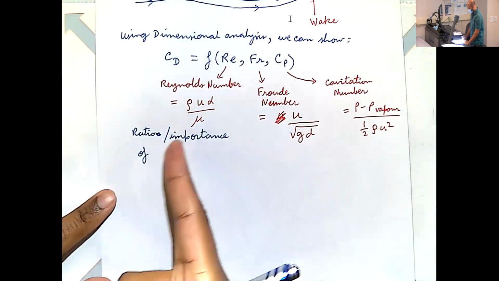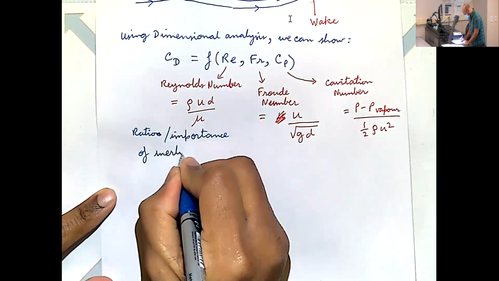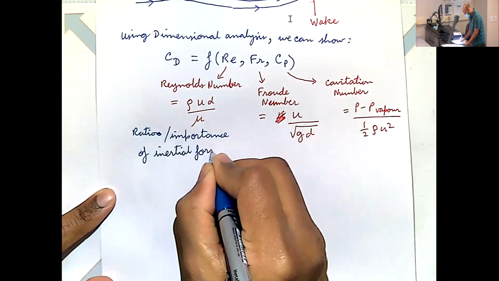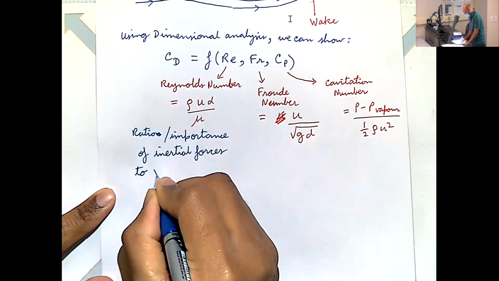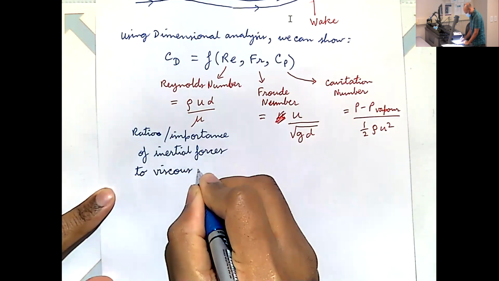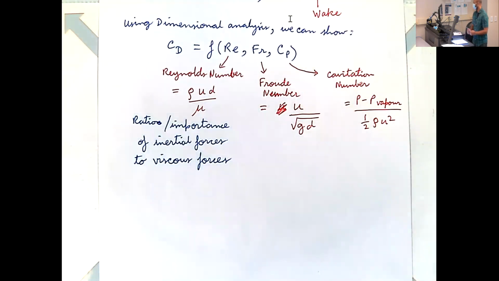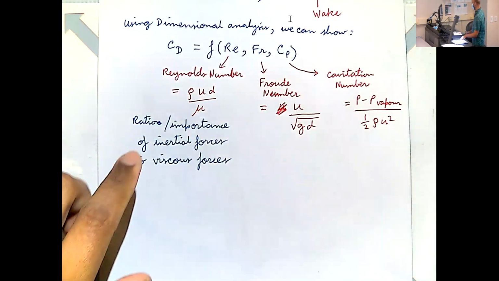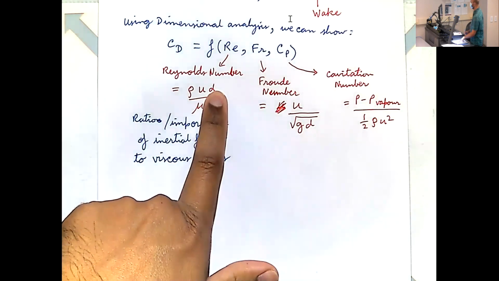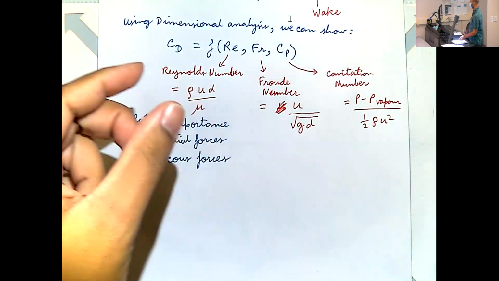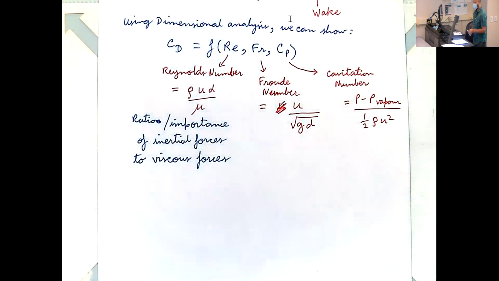So ratio, importance of inertial forces to viscous forces. It's not just changing water to honey. Look at this, D. If you change the size, let's say a boat versus a bacteria in water, what do you expect? Who will have the higher Reynolds number? Who? The boat would have a much larger Reynolds number.